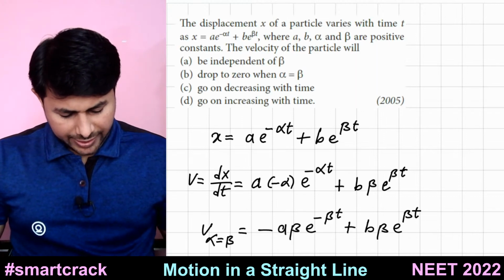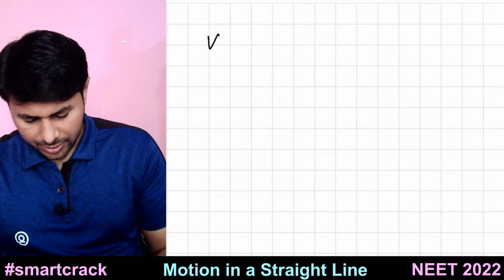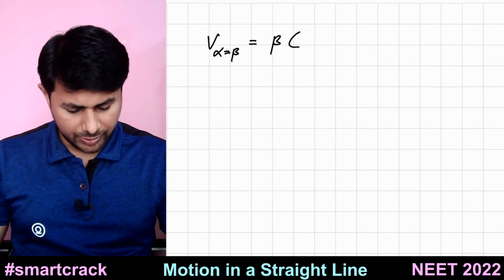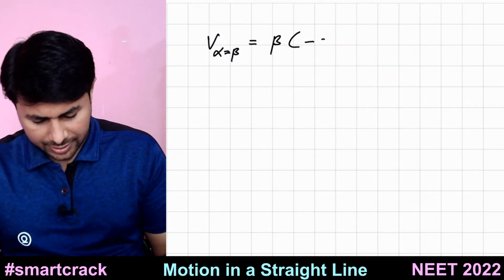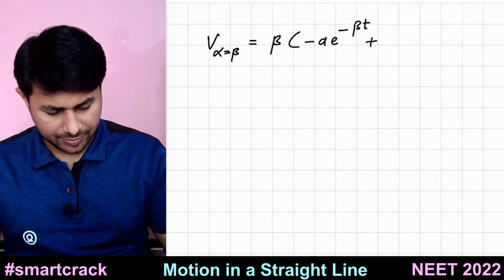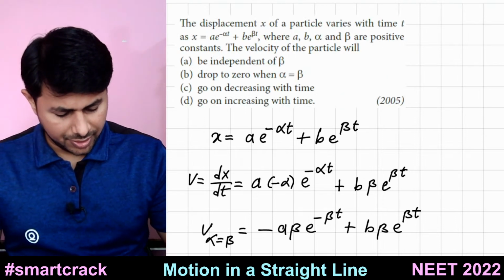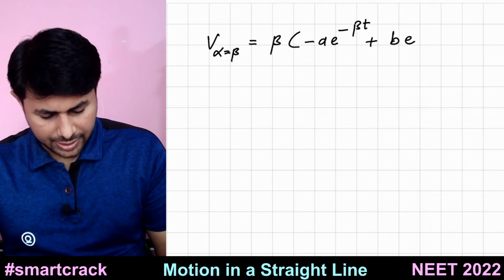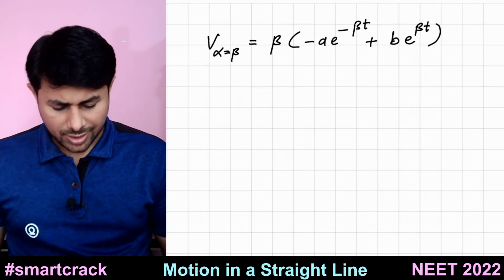So I was saying we'll take beta common. If you take beta common, you are left with what? Minus a e raised to minus beta t plus b e raised to beta t. All right, so does it drop to 0?